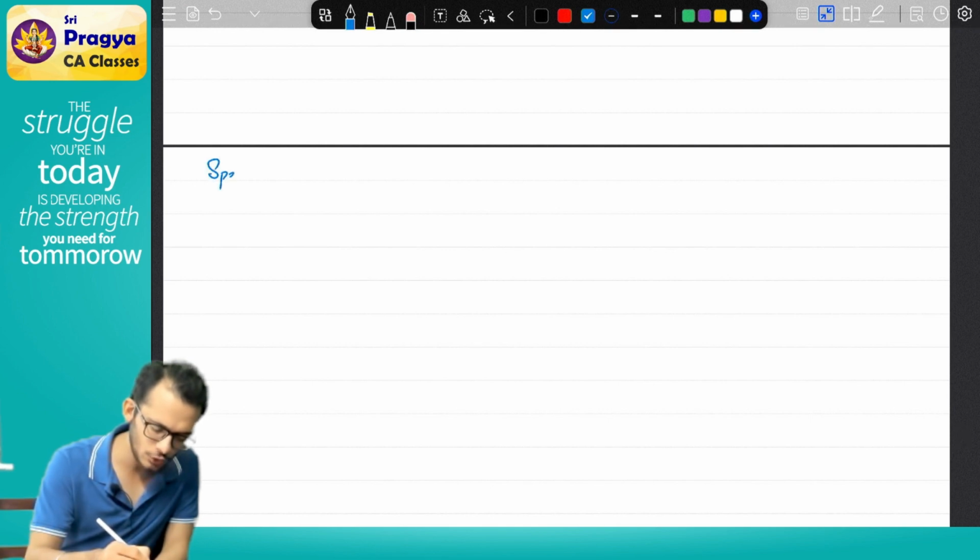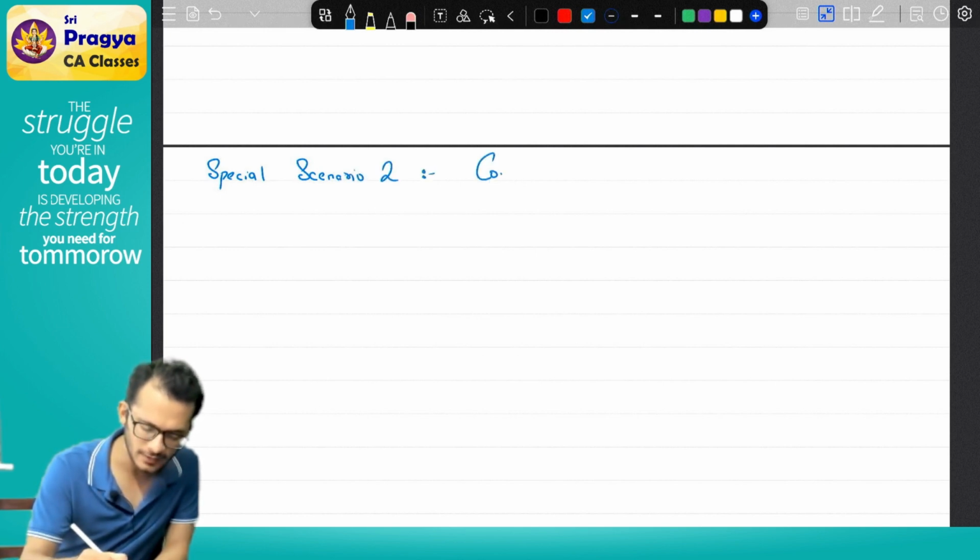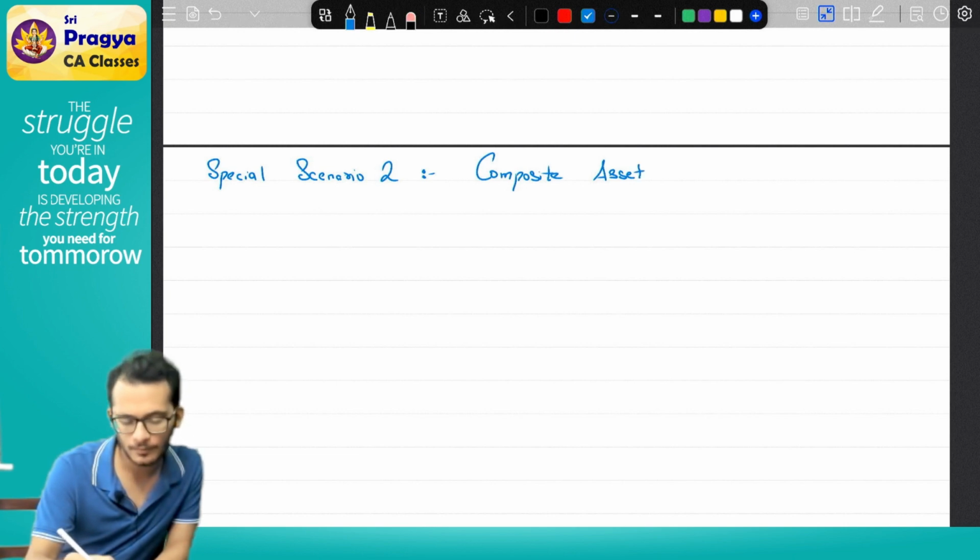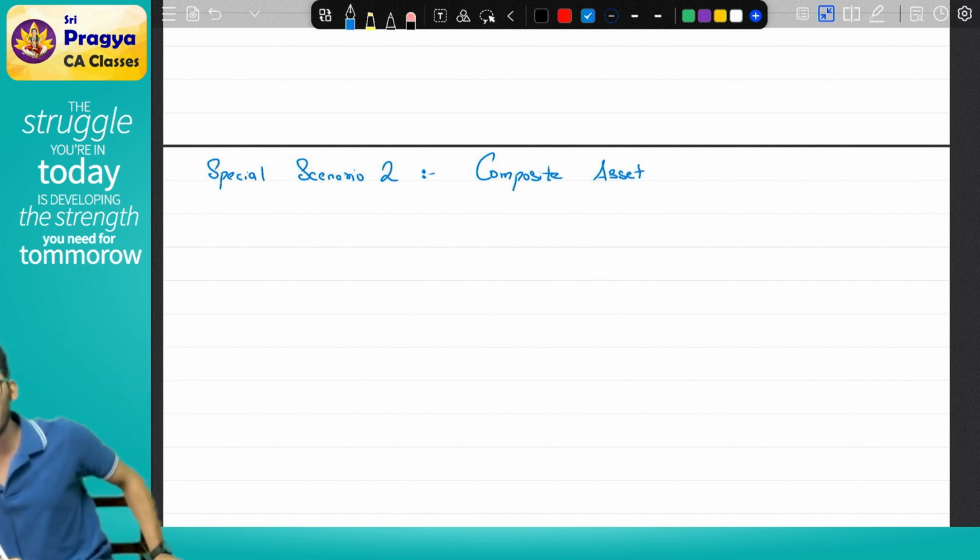Special scenario number 2. Composite asset. What asset? Composite asset. Rahul, what is a composite asset?